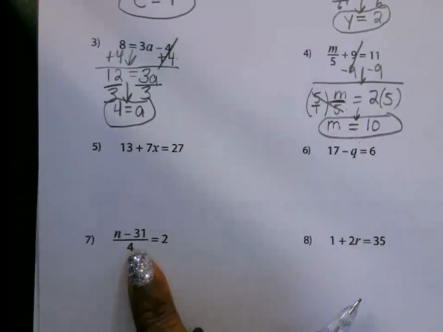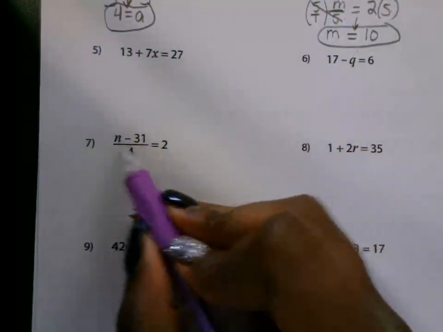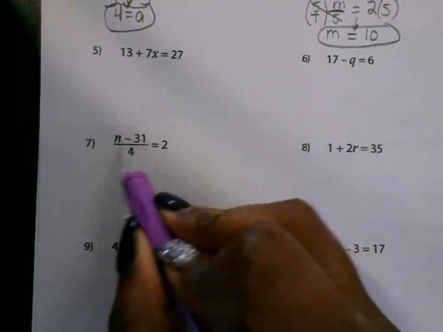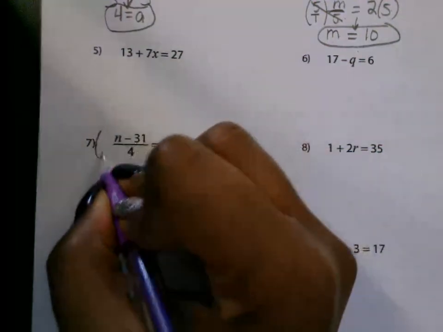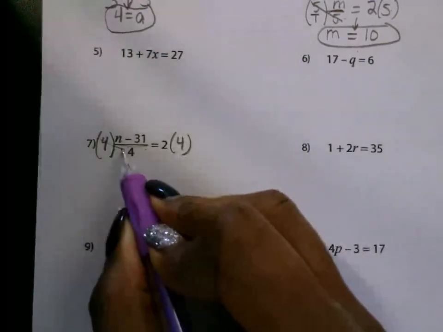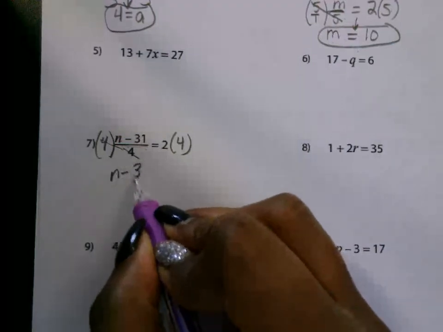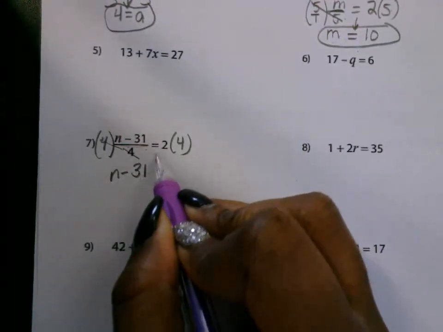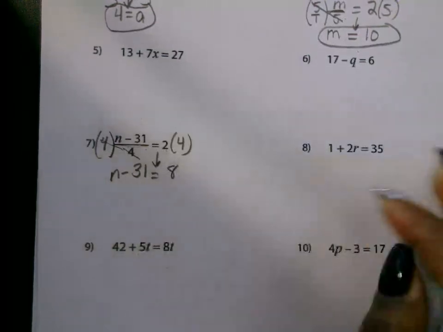Okay, let's go down and look at one like this. You have a problem that looks like this. This is division. You can't even move this until you move the 4. The opposite of division is multiplication. So you're going to multiply both sides by 4, or 4 over 1. This cancels out, and we're left with what's on top, the numerator, n minus 31. Bring down the equal. 2 times 4 is 8.